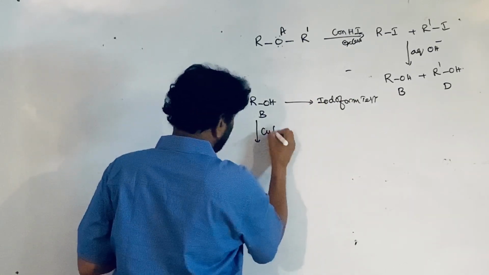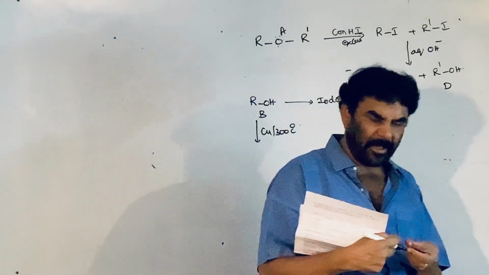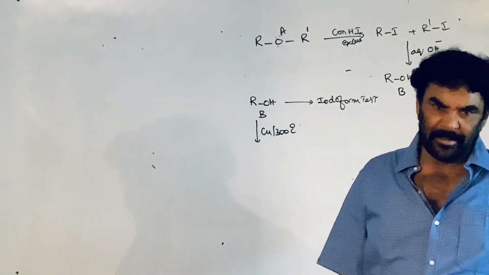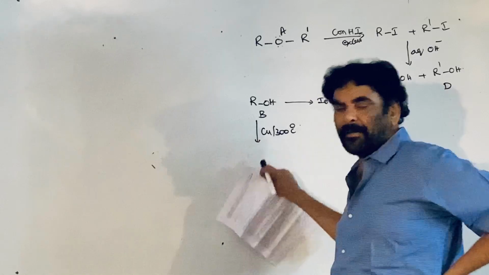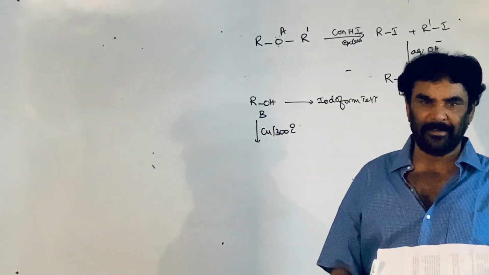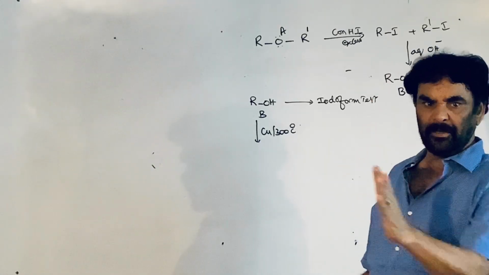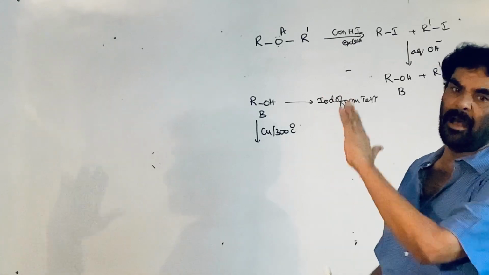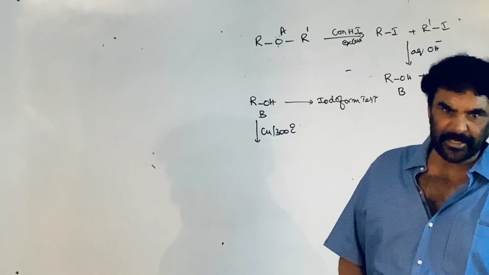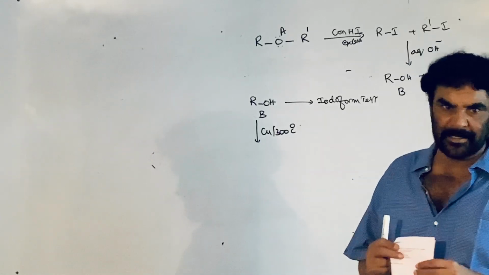the copper at 300 degrees Celsius. We know the reaction. When alcohol is passed through heated copper, what happens? If it is a primary alcohol, it gives aldehyde, secondary alcohol gives ketone, tertiary alcohol gives alkene. Alkene, dehydration takes place. First two cases, dehydrogenation takes place.